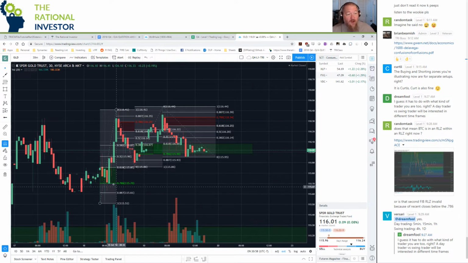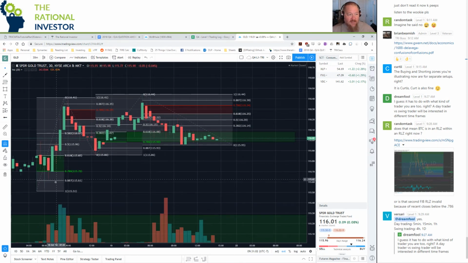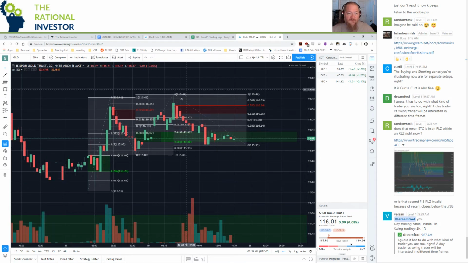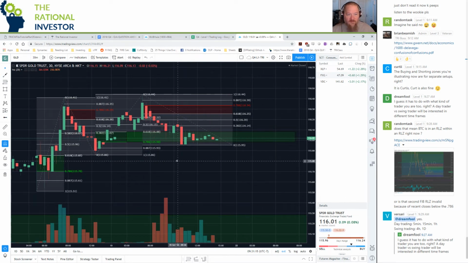But the process is the same. This is the thing I talk about often. The process is time frame agnostic, right? Drawing fibs is time frame agnostic. It's also asset agnostic. It doesn't care what asset you're in. It doesn't care what time frame you're in. The fibs work either way. But this is the process I go through.